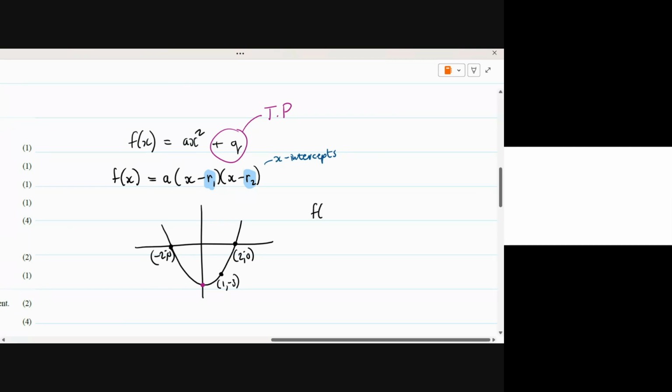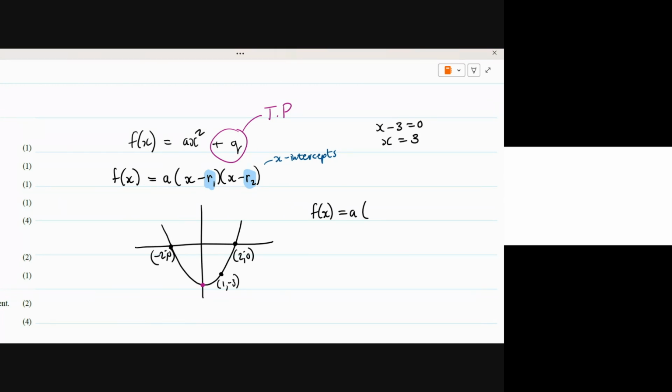F of x is equal to a, open brackets. Now, because this is a function in x, if I say to you guys, I've got x minus 3 is equal to 0, you would all tell me that x is equal to 3. Thumbs up. Does that make sense? Are we all in agreement there? Right? X is equal to 3.